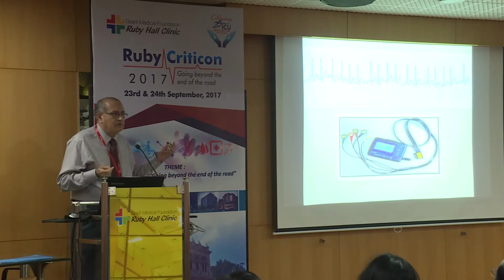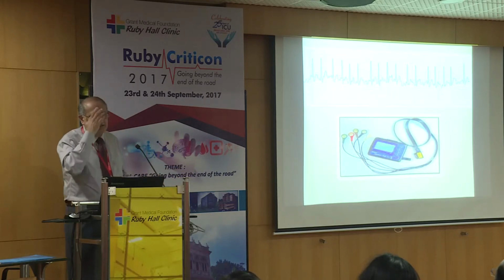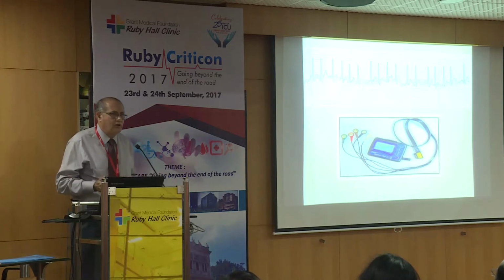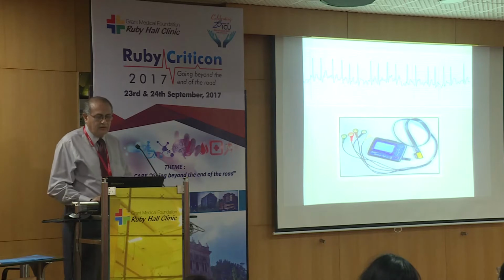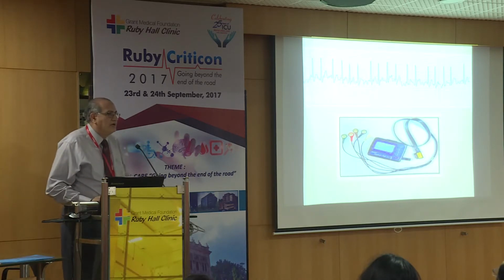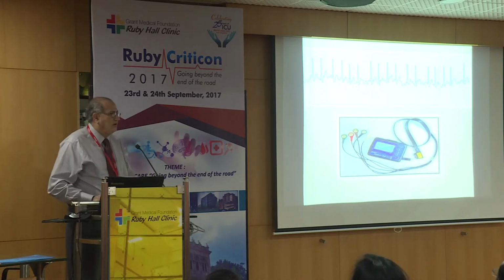The relatives said, we want to take her. I said, no, please, I can't understand. We have done her angio, everything, it's normal. It's repeatedly happening. Get her on 24 hours ambulatory monitoring. And suddenly, we picked up on ambulatory monitoring that there was atrial fibrillation.